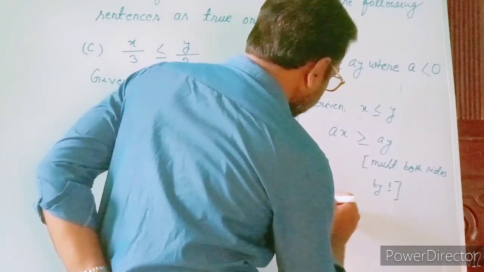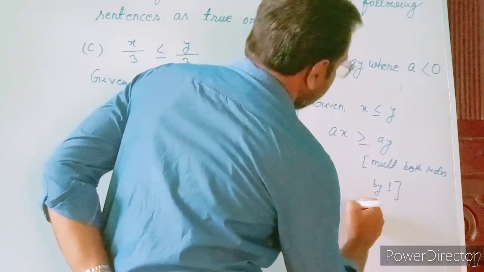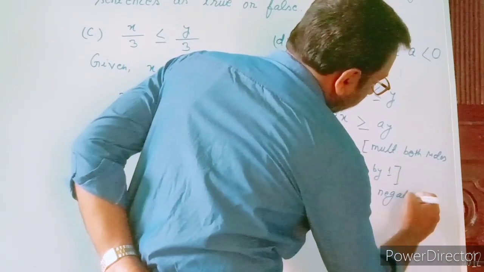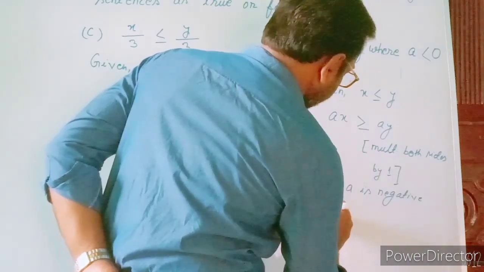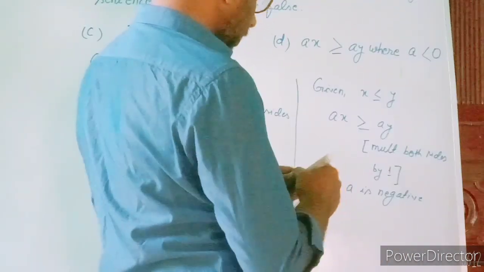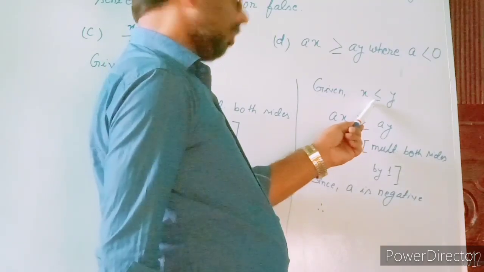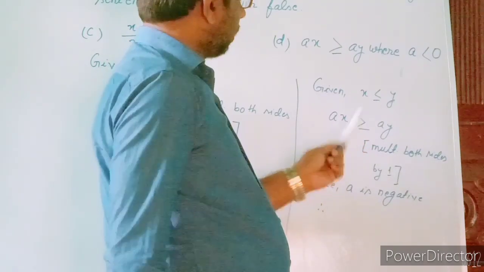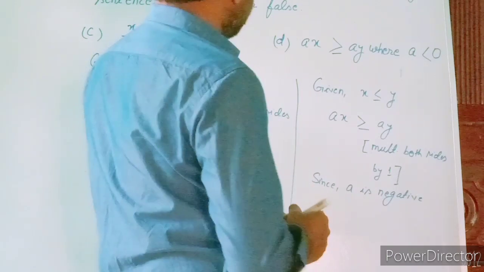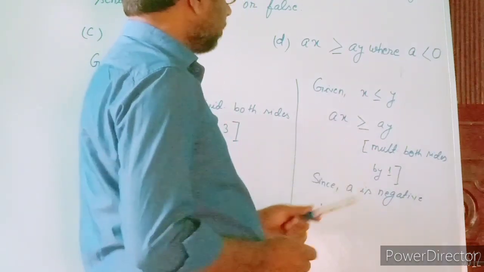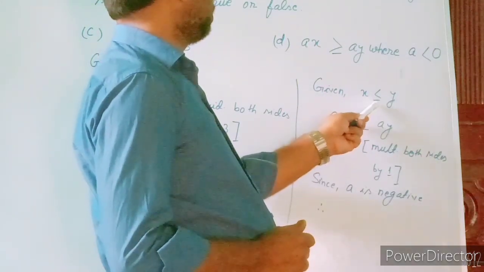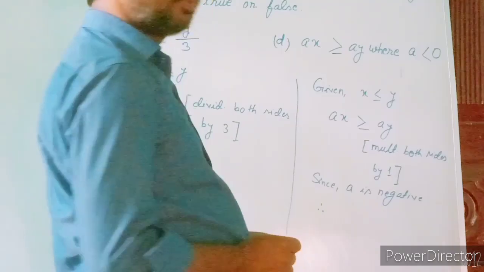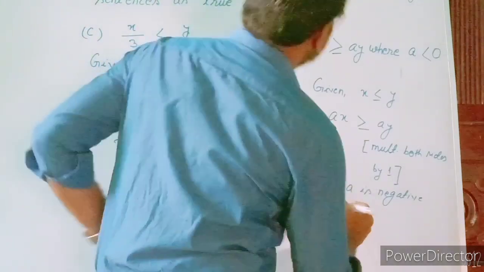Since a is negative, I wrote this statement to reverse this symbol, and in this way, as we multiply both sides by a negative number, a negative integer, this sign will change, will reverse, will be opposite. So this statement is true.